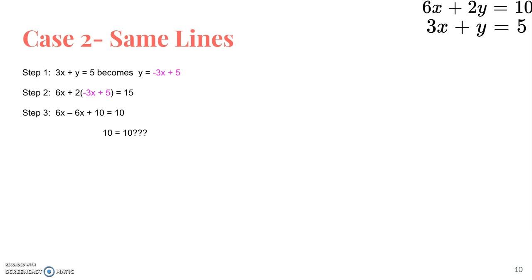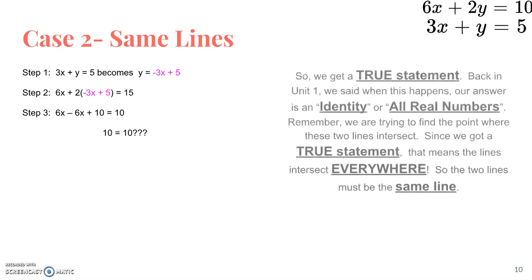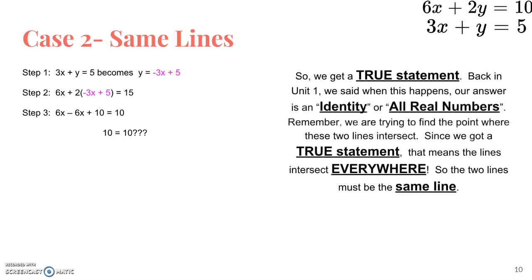Again, when I simplify, I end up with the 6x minus 6x. So my variables cancel, but I end up with 10 equals 10. And I actually agree with this statement. This is a true statement. So if you get a true statement, again, back in Unit 1, we said when this happens, our answer is called an identity or all real numbers.